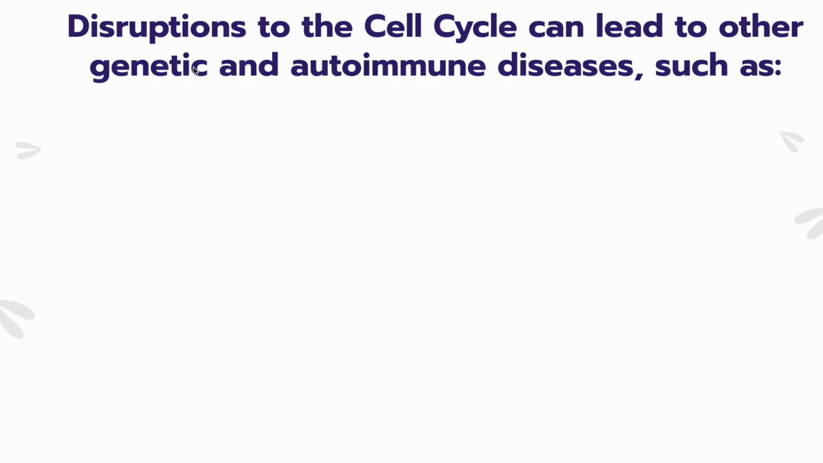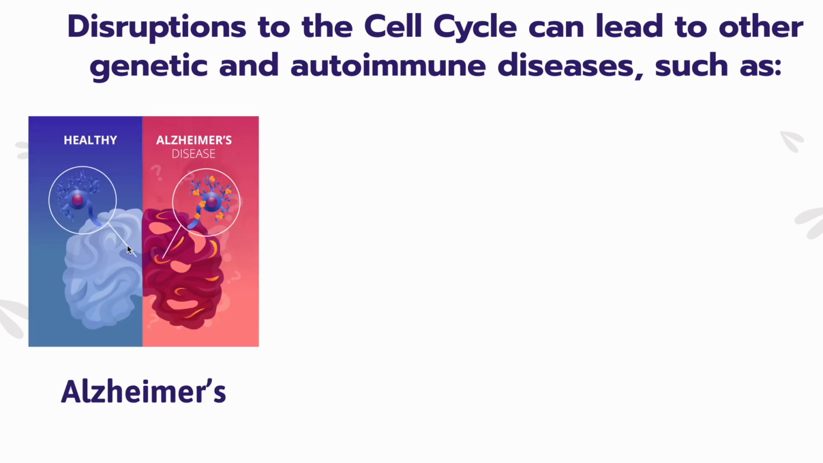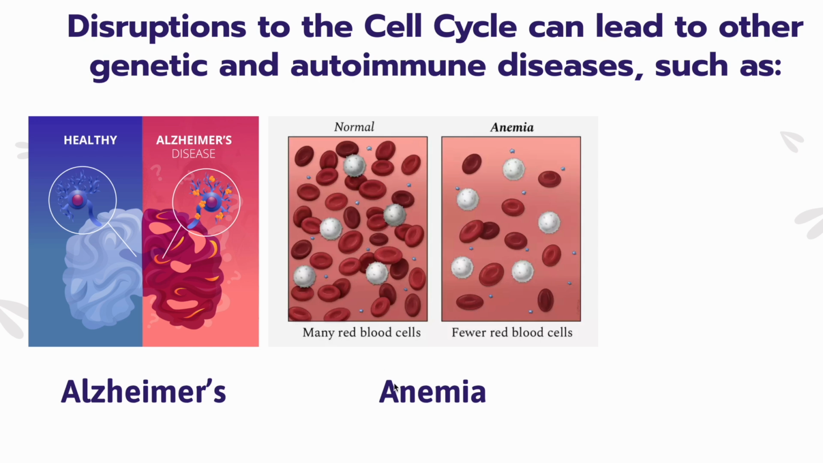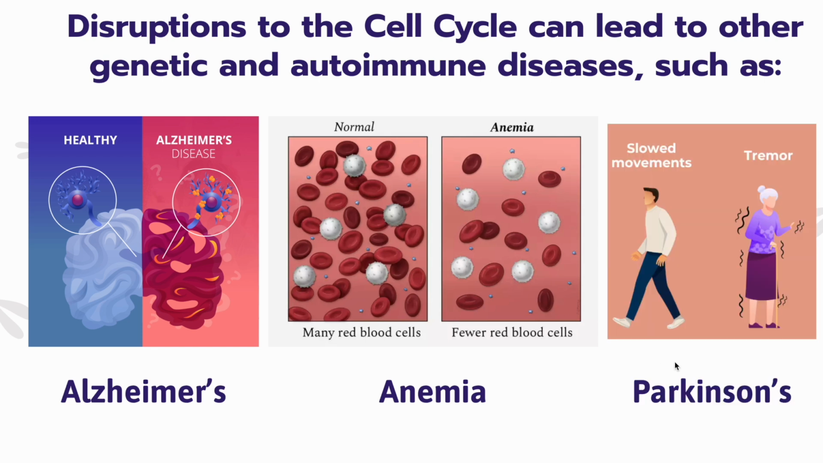So these disruptions to the cell cycle can lead to other genetic and autoimmune diseases like Alzheimer's disease. We've got abnormal cells. Anemia, you've got fewer red blood cells. They're a lot smaller because they didn't split properly. They didn't grow to the right size. And then stuff like Parkinson's, which is an autoimmune neurodegenerative disorder where you've got tremors, you've got slowed movements, a whole bunch of just really bad things start to happen whenever we've disrupted that cell cycle.